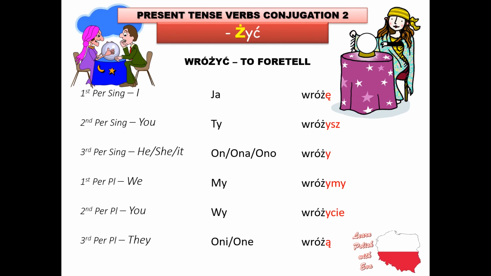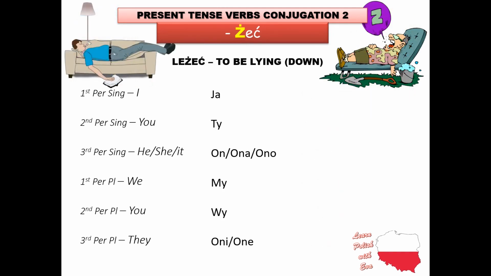Ja wróżę, ty wróżysz, on, ona, ono wróży, my wróżymy, wy wróżycie, oni, one wróżą.